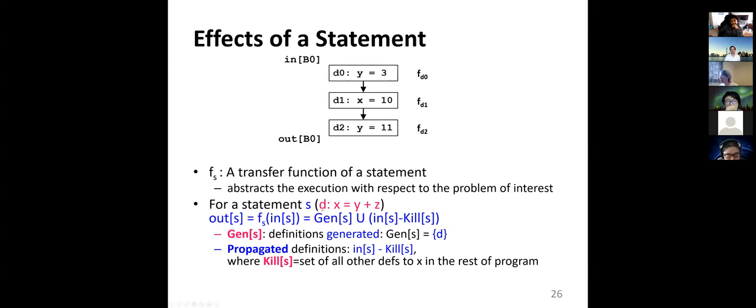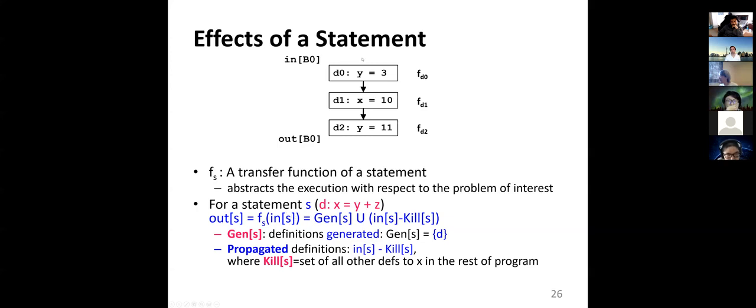if we have a statement S of this form, X equals Y plus Z, and this is definition D essentially, then the output of this statement, where S stands for statement, is the transfer function of S applied to its input.